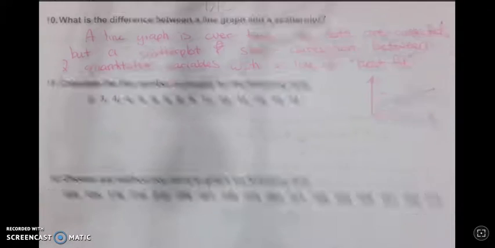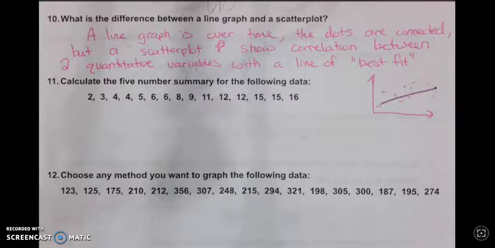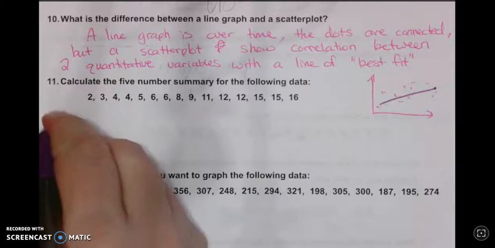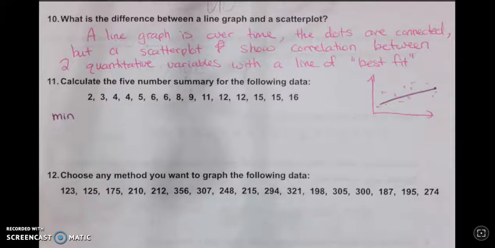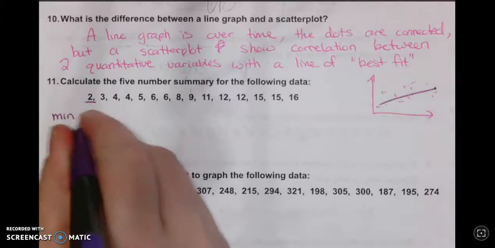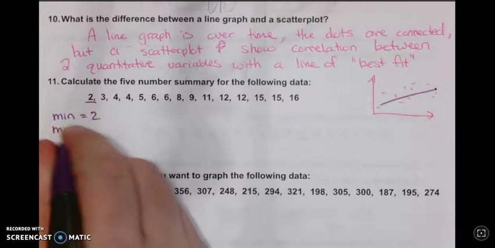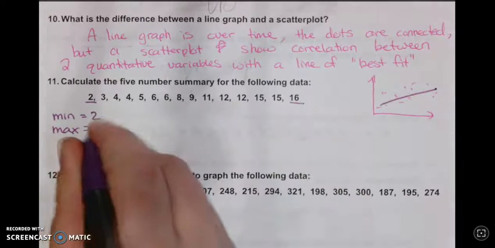Okay, number 11, we're calculating the 5-number summary for the data. So this is what you do for a box plot. We don't have to make the box plot, just calculate the 5-number summary. So first is your minimum, and looks like the data is already in order for us, so the first step would be to put the data in order, but I did that. So your minimum is 2, and then the maximum is 16.